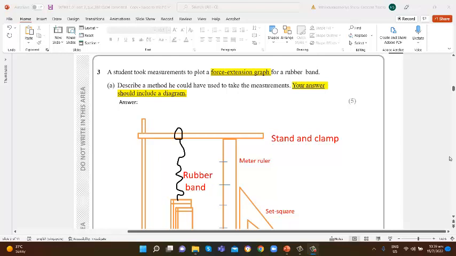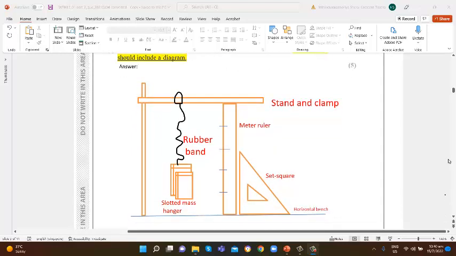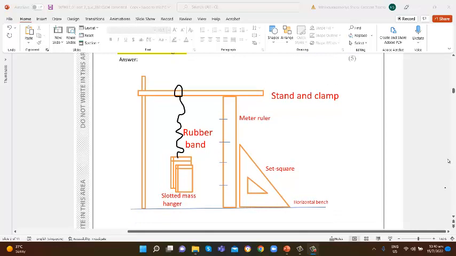A student took measurements to plot a force extension graph for a rubber band. So you must understand what we are going to do. We are going to plot a force extension graph. That's what I have highlighted, all the important points for you to understand. So part A, describe a method he could have used to take the measurements. Your answer should include a diagram. So I have drawn clearly, and everything you want about the diagram is there.